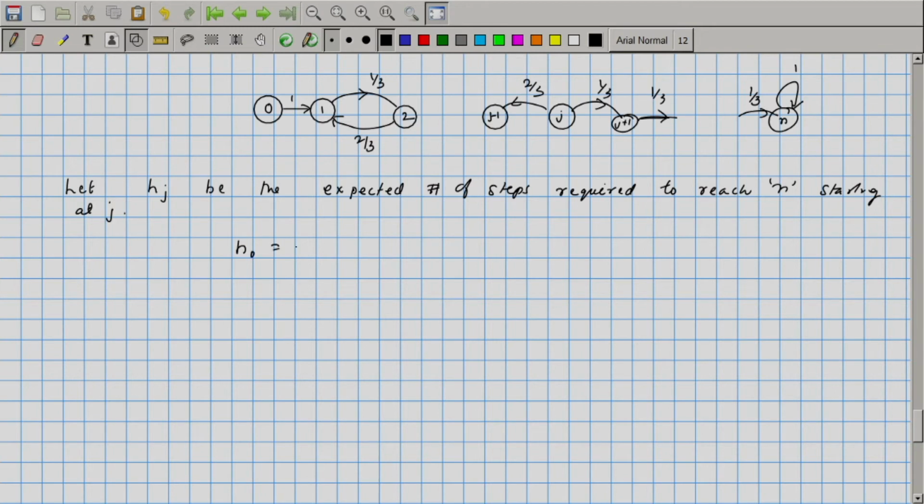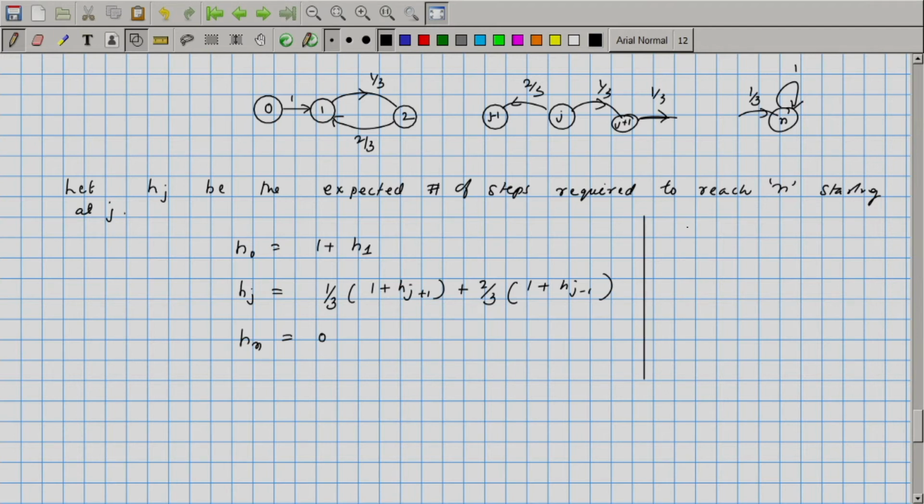H 0 is equal to 1 plus h 1 and h j is equal to 1 by 3 into 1 plus h j plus 1, we have taken one step and gone to h j plus 1, that happens with 1/3 probability, plus 2 by 3 into 1 plus h j minus 1, and h n is equal to 0. Okay. So, these are recurrence relations.